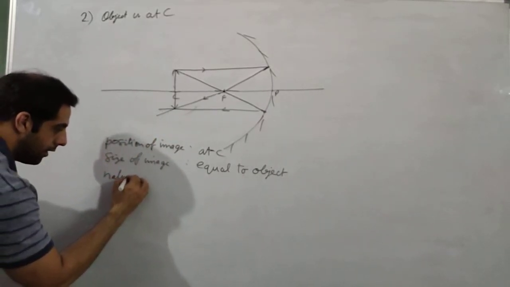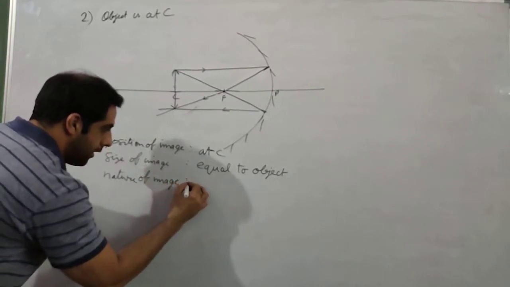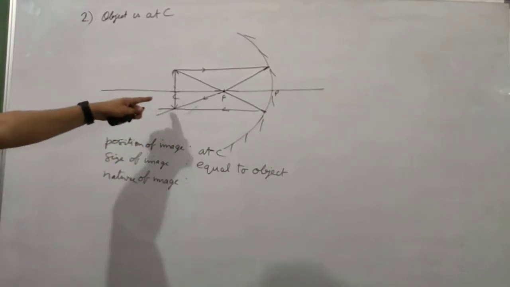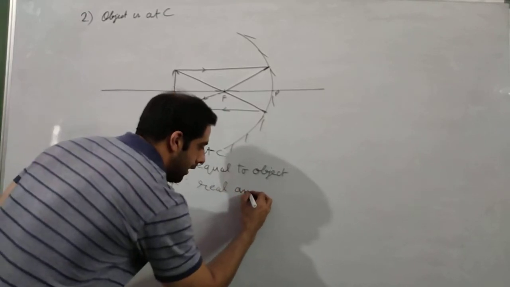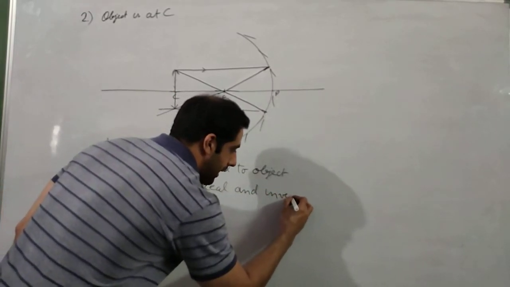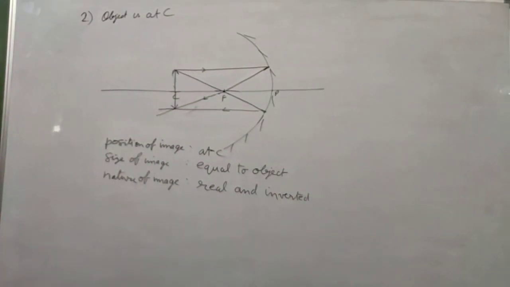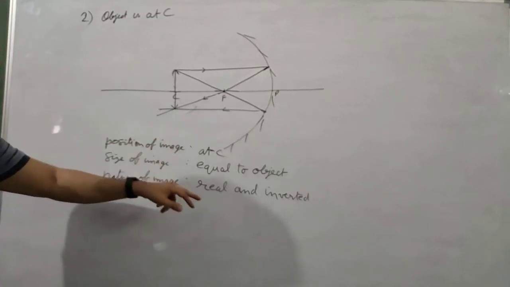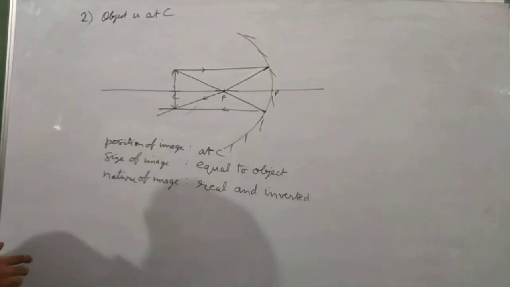Third thing, nature of image. What is the nature of image? It is still inverted. It is still real. So it is real and inverted. As I already told you, always keep in mind real images are always inverted, or we can say that if the image is inverted with respect to the object, it has to be real. A virtual image cannot be inverted with respect to the object. So this is how you make this diagram.